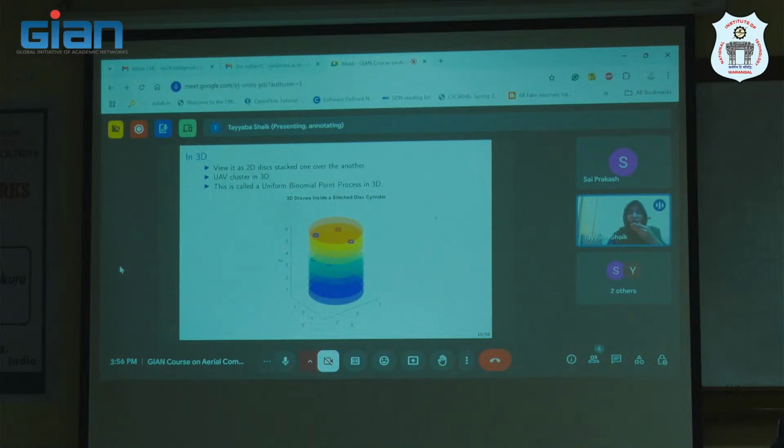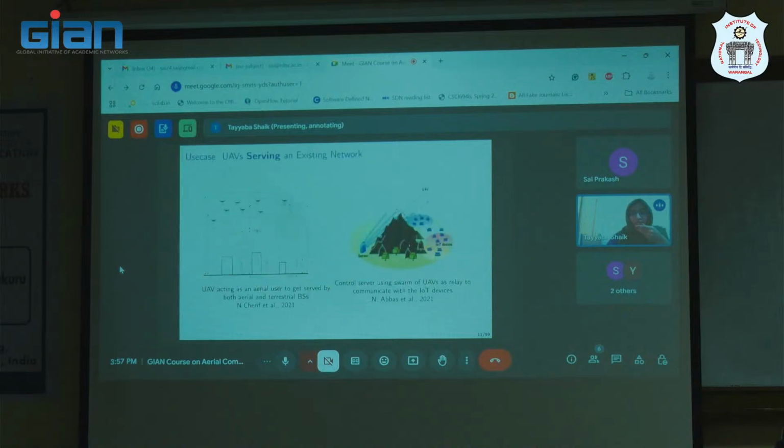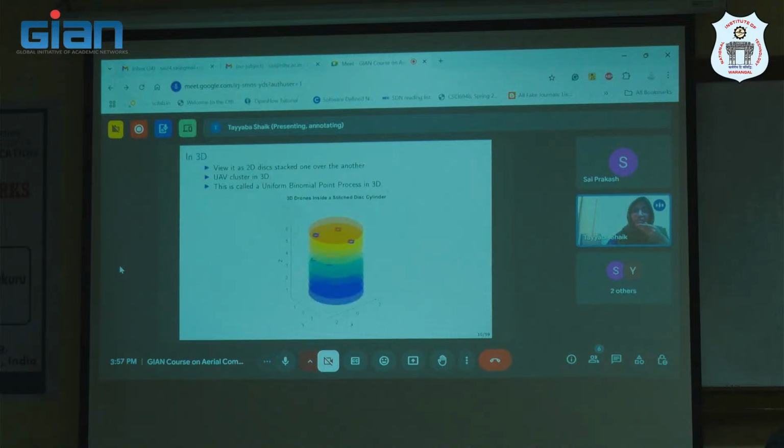So till now we have seen what happens in 1D and 2D. The 3D case can be seen as just a stack of 2D disks. For example, if you imagine drones present in air, they can be realized using some n number of disks, wherein in each disk you generate a few points according to a uniform PDF. This is what we call a uniform binomial point process in 3D. It's just like stitching the 2D disks to get a 3D cylinder or a 3D pattern in space.